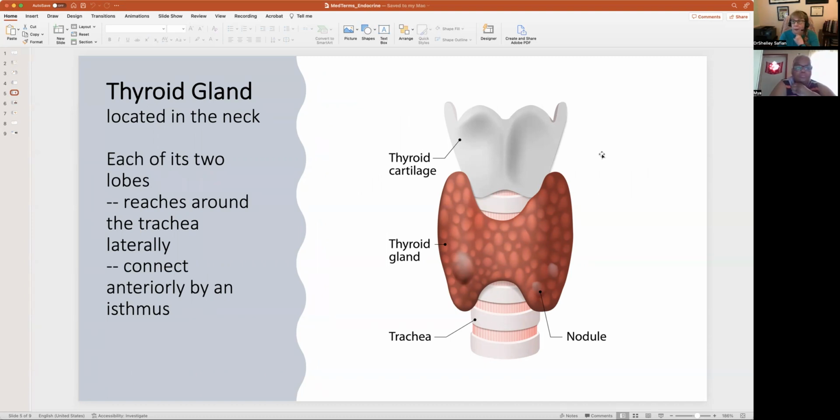Trachea, if you remember, is your windpipe. The trachea is what leads down your neck into your lungs, and the thyroid gland is wrapped right around it, and it's connected by an isthmus. I swear, I don't know what they were thinking when they came up with these names.